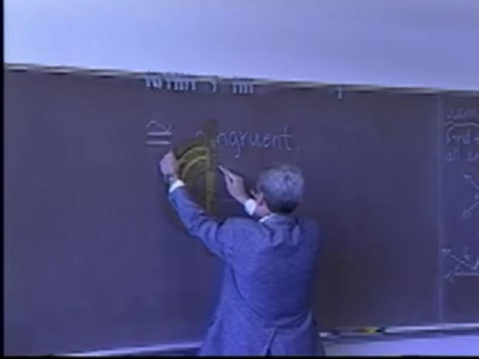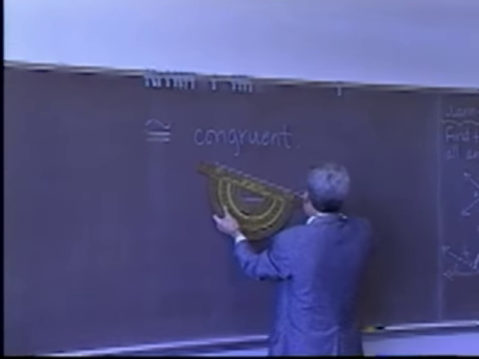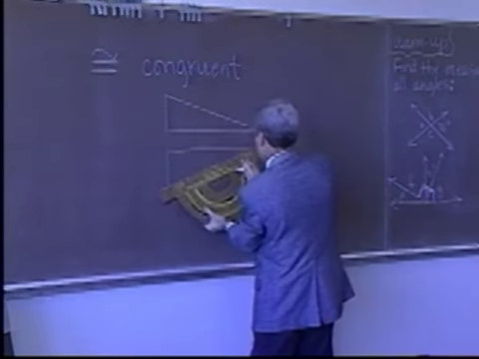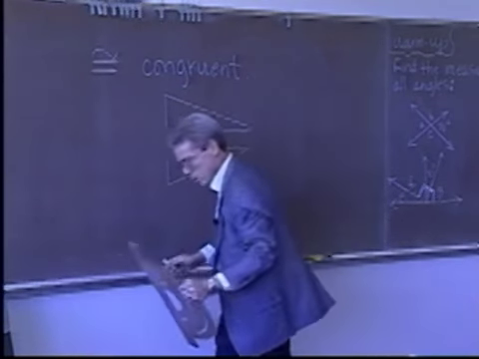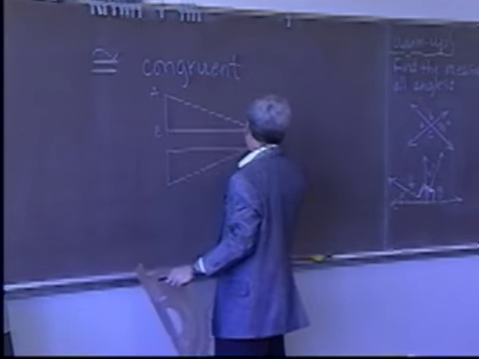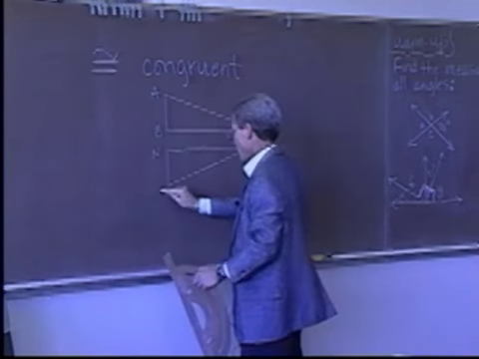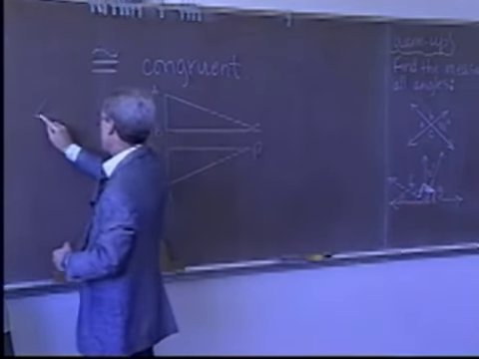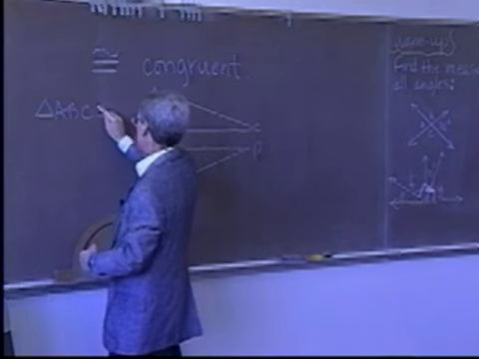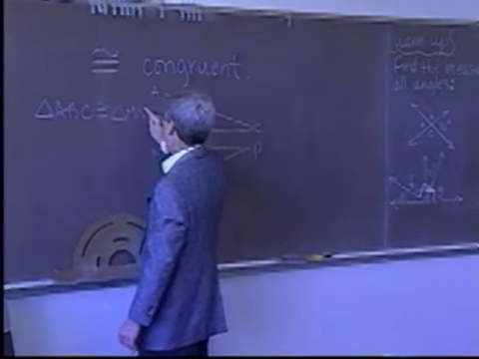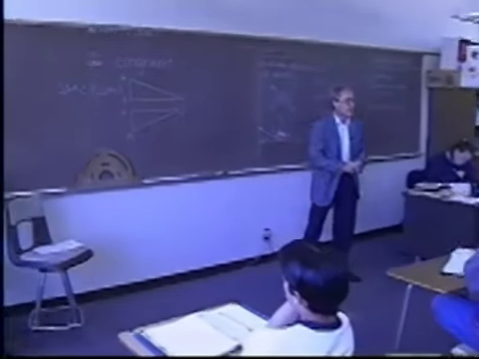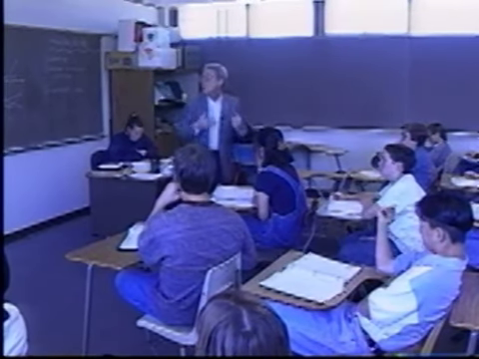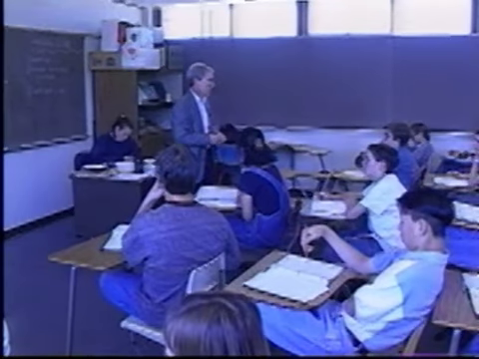I have a triangle here. I have another triangle here. And these triangles are labeled A, B, C, N, P, and M. And they are congruent. The symbol is triangle ABC is congruent to triangle MNP. What is that telling me? That they are congruent. What does that mean? Carrie? They are exactly the same triangles.